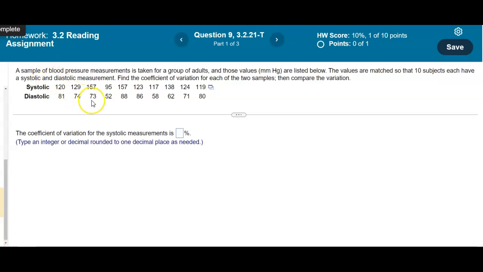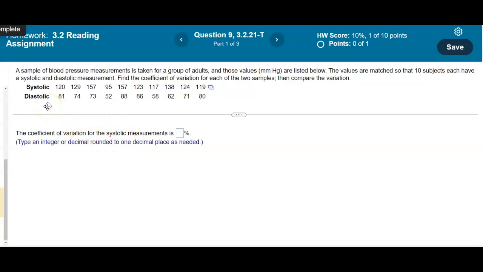A sample of blood pressure measurements is taken for a group of adults, and those values in millimeters of mercury are listed below. The values are matched so that 10 subjects each have a systolic and diastolic measurement. We want to find the coefficient of variation for each of the two samples and then compare the variation. So we want to find the coefficient of variation for the systolic measurements and then the diastolic measurements.